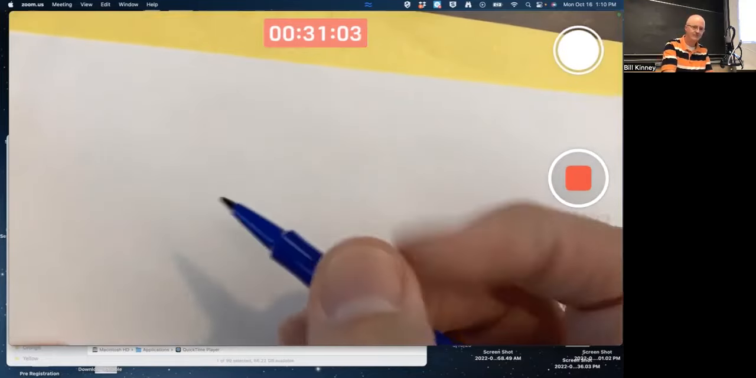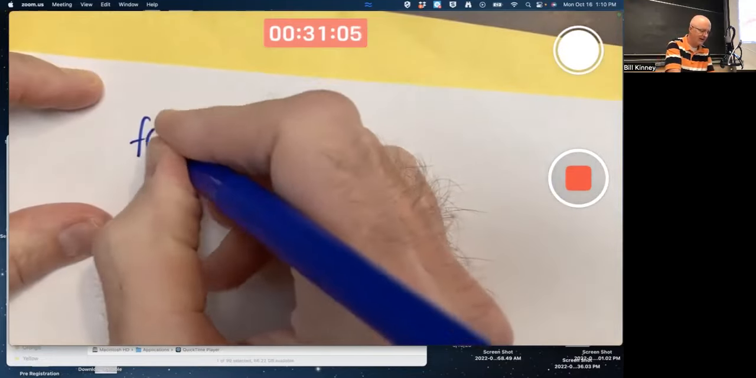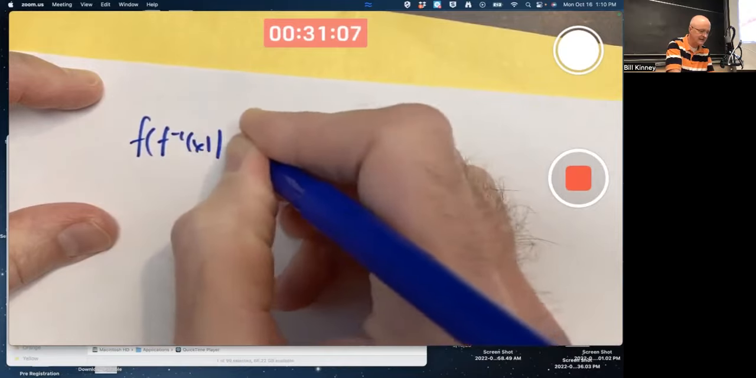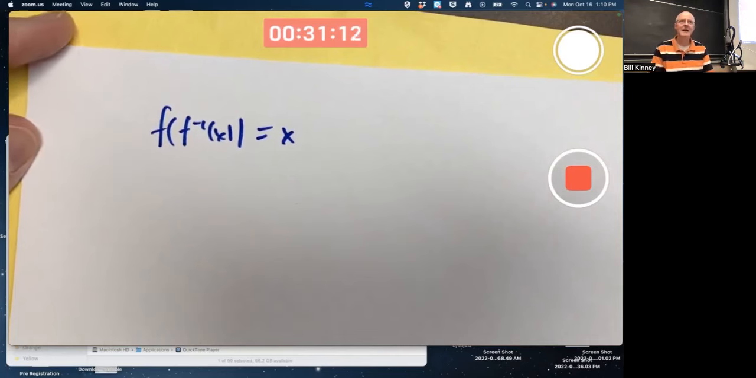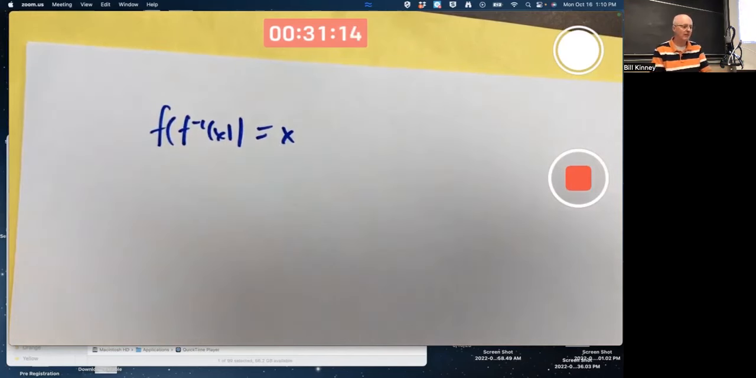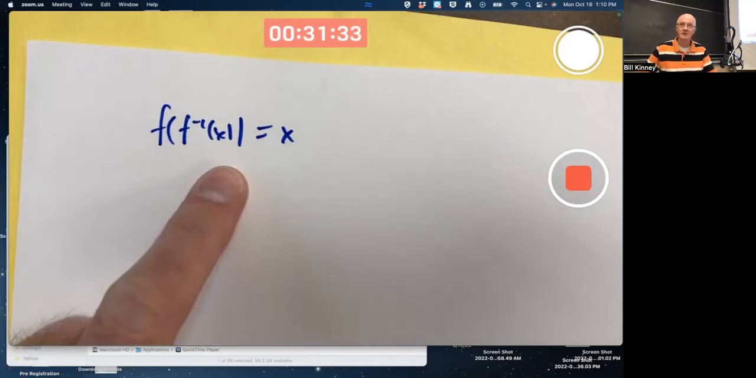Let's do the general inverse case now. f of f inverse of x is equal to x. That's the relationship between a function and its inverse. By the way, this relationship holds even if f is not a very nice function, even if it's not differentiable, even if it's maybe not even continuous. Are there such functions? Yeah. And they can still have inverse functions. Yes, that's true. This kind of relationship still holds.